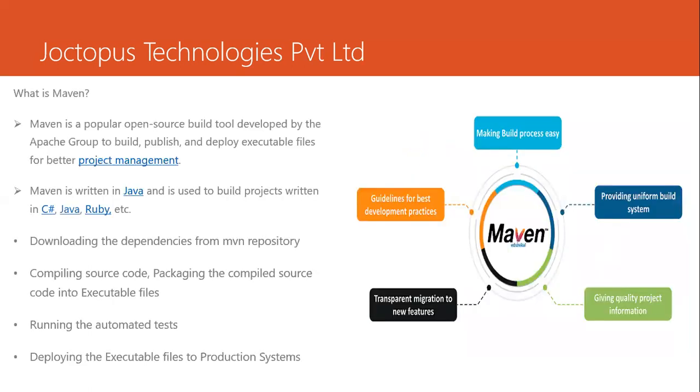In today's session, let's try to understand a little bit about what Maven is. Maven is a popular open source build tool. What is meant by open source? Open source means you don't need to buy any license. You can directly download it from the internet and start using it. Maven is a popular open source build tool developed by the Apache Software Group to build, publish, and deploy executable files for better project management.